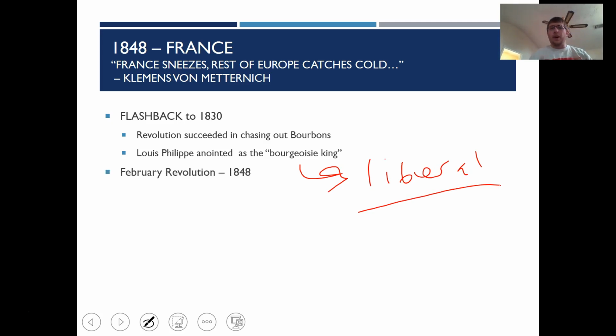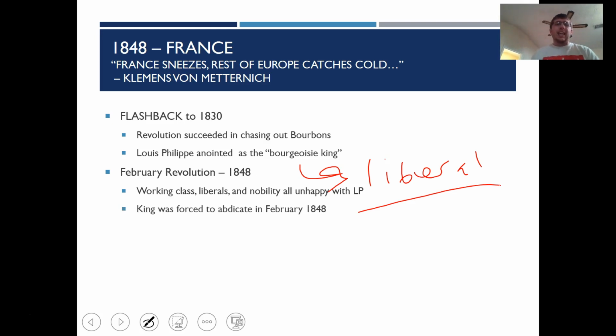However, we go 18 years and things are getting a little bit stale in France. The economy's slowing down, you have high unemployment, you have food supply problems, and people are getting tired of the bourgeoisie king: the working class, even liberals who don't see enough progress or what they want, and the nobility even, because of the association with the middle class. So nobody is happy with Louis Philippe, and the king was forced to abdicate in February of 1848. Abdicate, of course, means to give up the throne. So now France is at a crossroads.